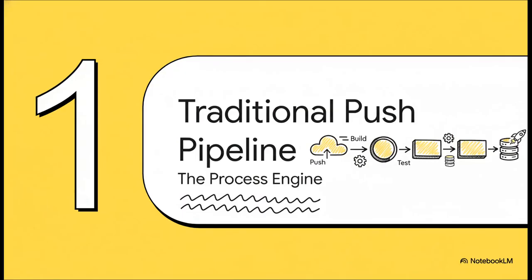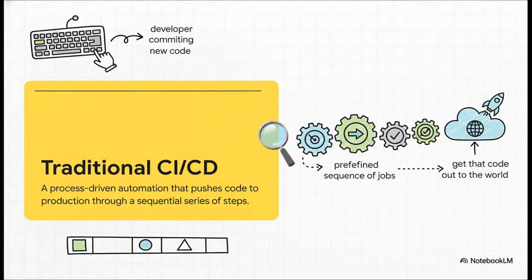All right, so first up, let's talk about the way things have been done for years, the absolute backbone of software automation, the traditional CI/CD pipeline. For as long as most of us can remember, this has been the standard. Something happens, usually a developer commits some new code, and that kicks off this whole predefined sequence of jobs. The entire goal is to push that new code out into the world.